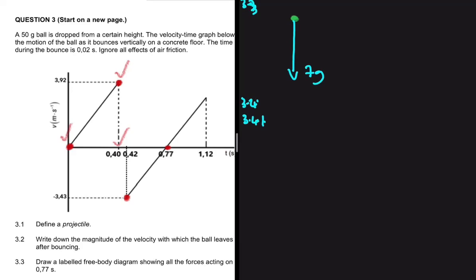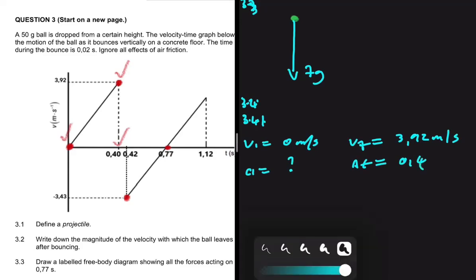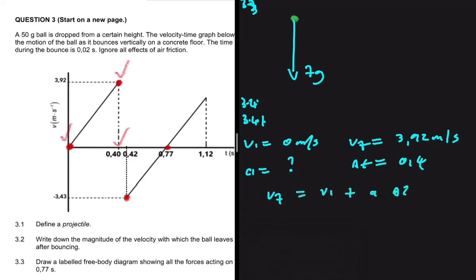So if we use equations of motion, our VI is equal to 0 meters per second because our ball was dropped, and VF is equal to 3.92 meters per second, the velocity at which we strike the ground. Then the acceleration is what we're interested in, and the time for that motion is 0.4. So we're going to have VF equals VI plus A delta T. We're saying that VF is 3.92 and VI is 0 because it is dropped, right?